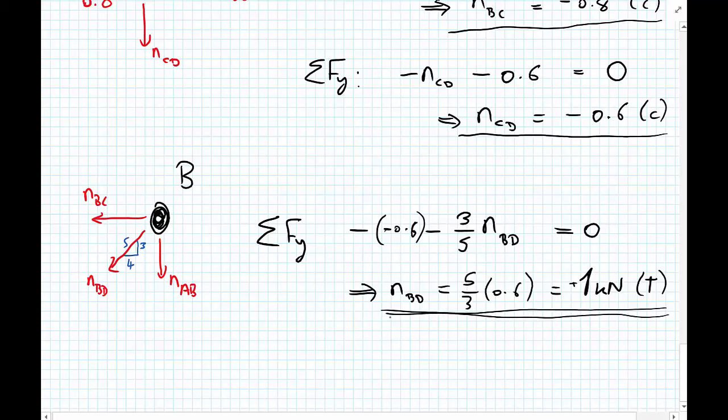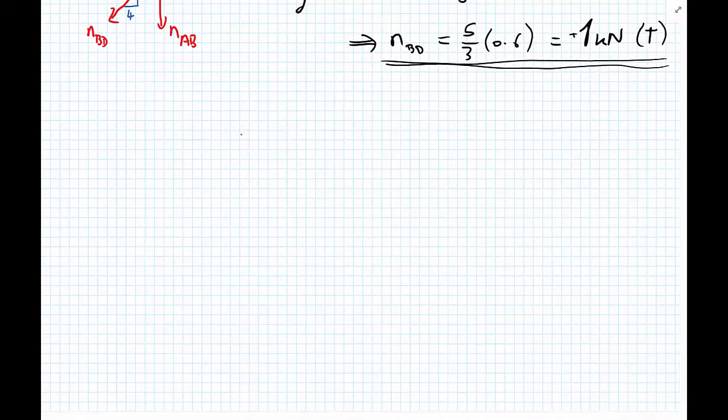And at this point now, we have all of the internal forces in the primary structure, and we have all of the internal forces in the redundant structure. So at this point, we want to go back to our equation of compatibility.